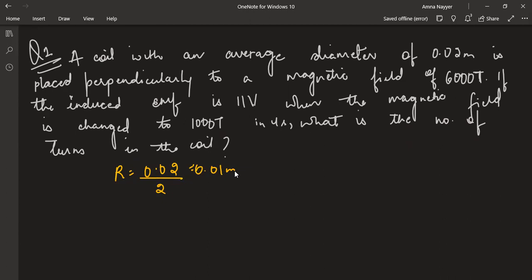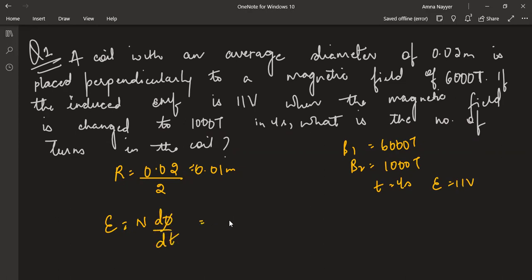Now see, initial magnetic field is 6,000 Tesla. And final magnetic field is 1,000 Tesla. All right. So change time is given as 4 seconds and EMF is given as 11 volt. So EMF is n times rate of change of flux. Yes, now the answer is correct. So d phi over dt. So this will be number of turns we have to find out. Leave the number of turns as it is.